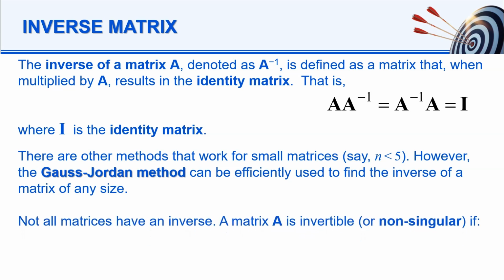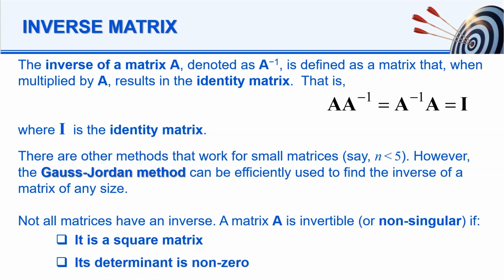Not all matrices have an inverse. A matrix A is invertible or non-singular if it is a square matrix and its determinant is non-zero.